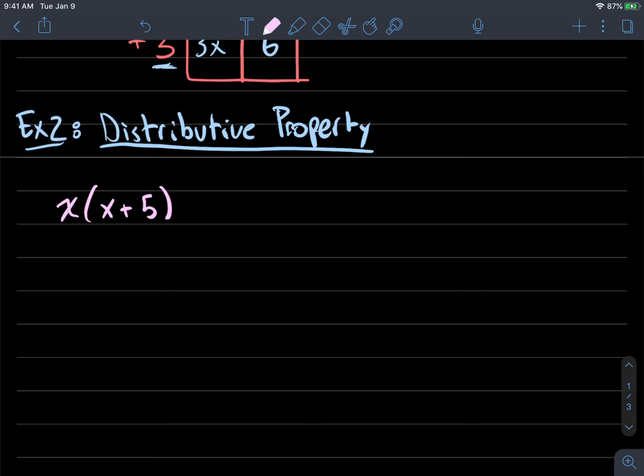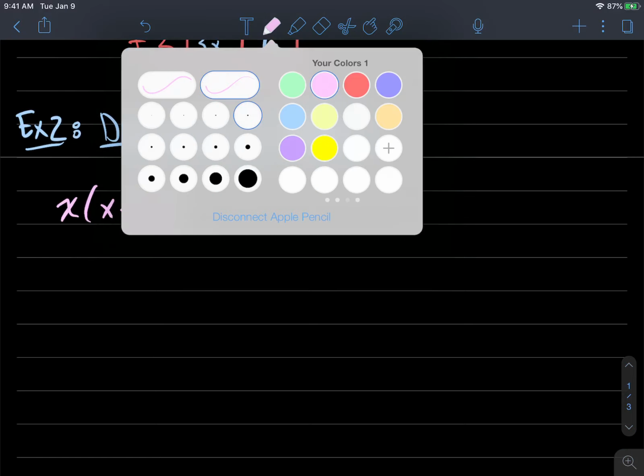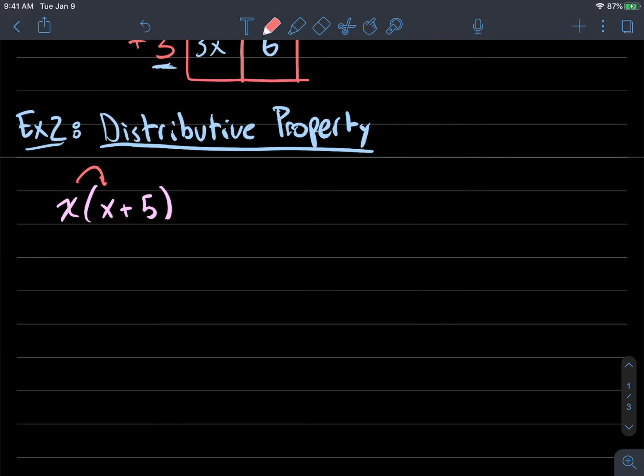This is a monomial times a binomial. Like I said, we're doing polynomials now, so it could be anything we wanted. We're just going to multiply x times x. Oh, well, let's use a different color. We're going to do x times x, and we're going to do x times 5. We know x times x becomes x squared, and then x times 5 becomes 5x. Boom, you're done. Distributive property, we're done.